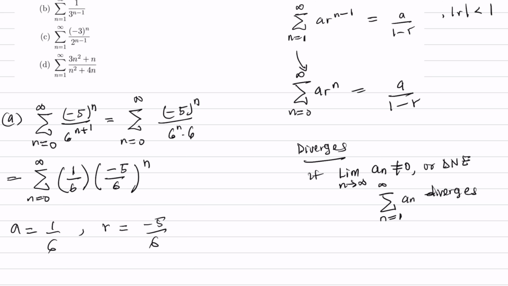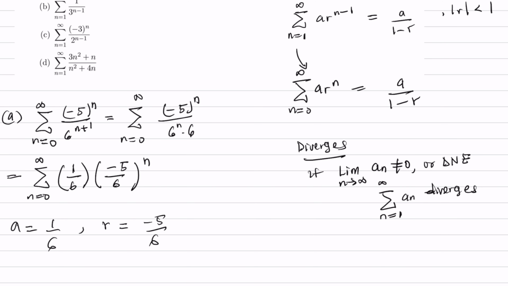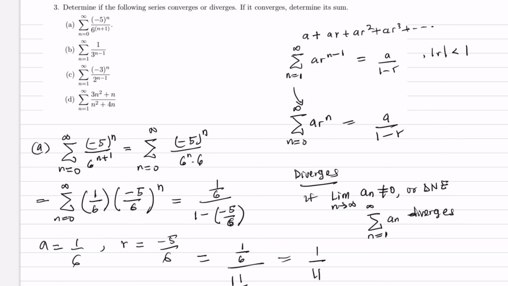now let's determine the sum. Because one question they will always ask you is: if it converges, find the sum. To find the sum, all you need to do is use this expression over here. The sum to infinity is just your first term, which is 1 over 6, divided by 1 minus your common ratio, which is minus 5 over 6, right? If we simplify this expression, we're going to have 1 divided by 6 divided by 11 divided by 6, because 1 plus 5 over 6 is 11 over 6, and you end up having 1 over 11.